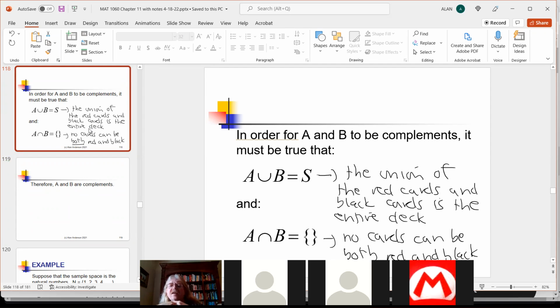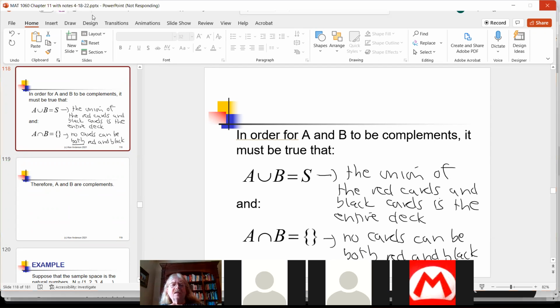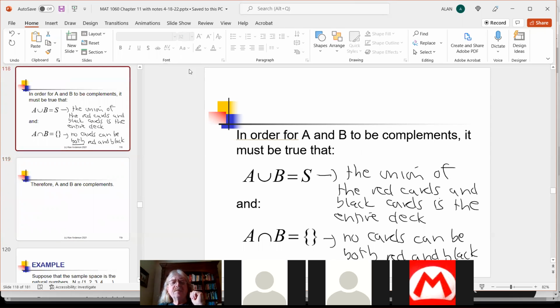But all right, so anyway, what this is telling us is that A and B are indeed complements of each other. So again, the way to think about it is that between the two of them, their union gives us back the entire sample space, but they don't overlap, okay? That's what we're after.